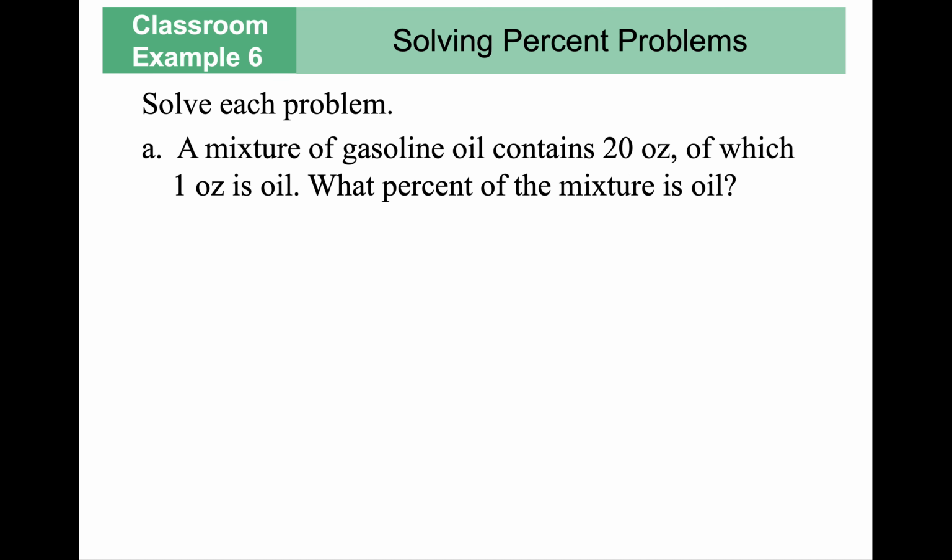So let's solve each problem here. A mixture of gasoline contains 20 ounces, of which 1 ounce is oil. What percent of the mixture is oil? Sometimes it can be hard to see what is the partial amount and what is the whole amount. The partial amount should always be less than the whole amount. So if I look at 1 and 20, the smaller value is 1. So 1 will go in the numerator and 20 will go in the denominator. You divide this in a calculator or in your head and you get 0.05. But you're not done. We asked what percent of the mixture is oil. So I need to take that 0.05 and multiply it by 100 to get 5% as my final answer. If you enter 0.05 in the lab, it will not take the answer as correct.